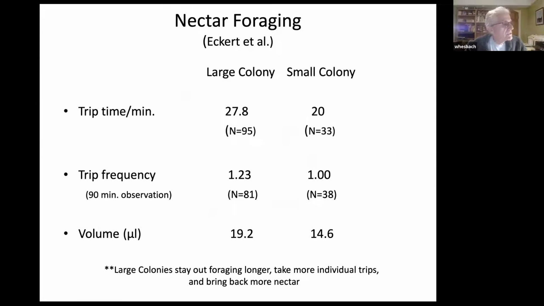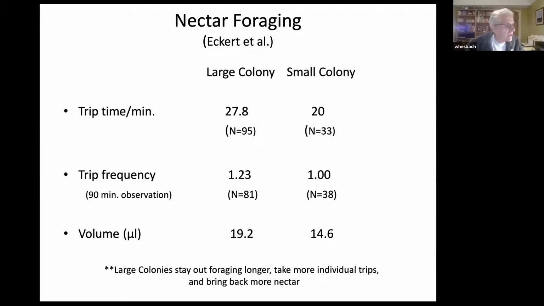But anyway, he found some other interesting things out. Well, this is Eckert's part. Eckert was doing all the timing. So in the large colonies, he found that the trip times were greater. The time they stayed out, on average, in the larger colonies, you can see it's 27.8. And the trip frequency was greater in larger colonies, and the volume that the bees brought back was greater. So here's that sort of natural, mysterious quality that large colonies bring toward their foraging.